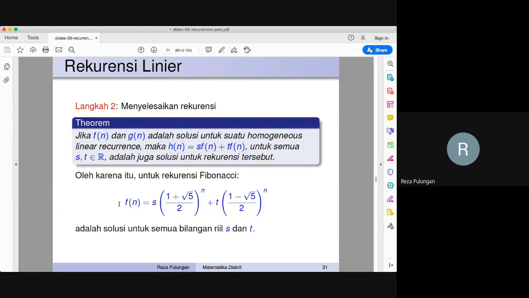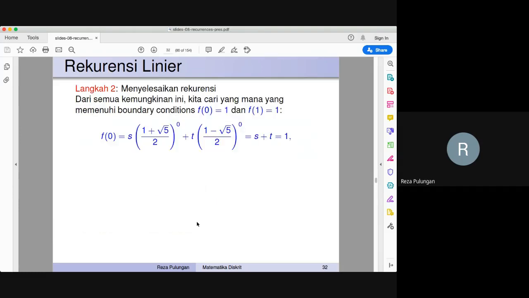Okay? But of course, if this is the case, then the number of solutions will be infinitely many. There are many possible S. There are many possible T. How do we fix this? Like the previous one, we fix this by using what we know. What do we know? The boundary condition.